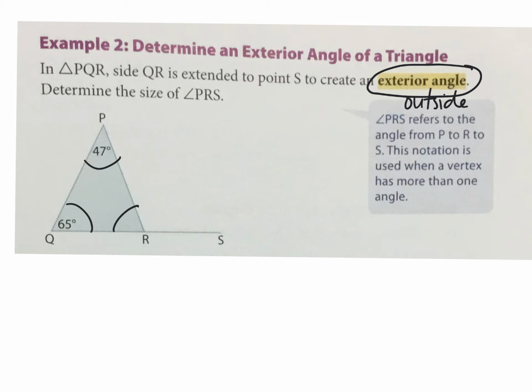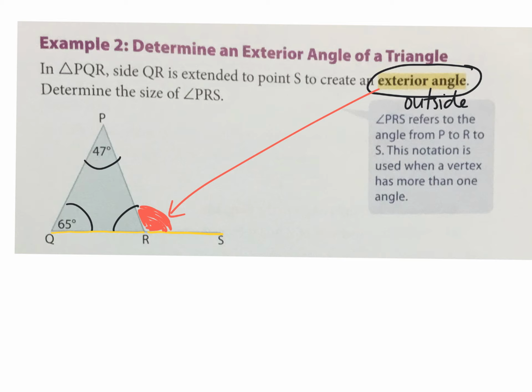First thing we're going to do here, it says in triangle PQR, side length QR, so this side length, look here, it's not on your paper, but you're going to do a question like this after, is extended to point S over here to create an exterior angle. So we're looking at this. This is the exterior angle. We have to figure out what that angle measure is.